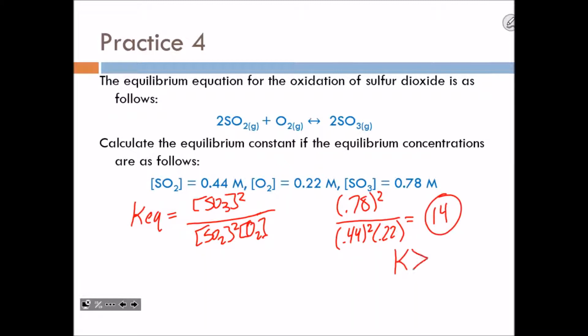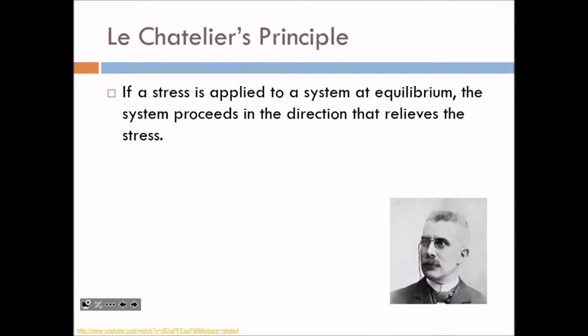14, good, 2 significant figures. K is greater than 1. Therefore, products are favored. The equilibrium position lies on the product side. Okay? That means you have more product at equilibrium than you do reactant, although they are still making each other at the same rate. Okay? Now let's talk about my favorite French guy.